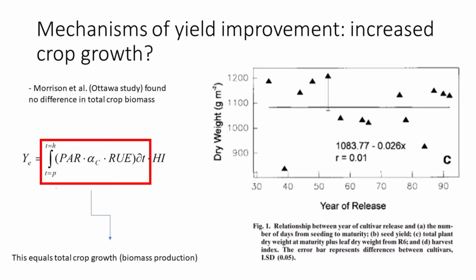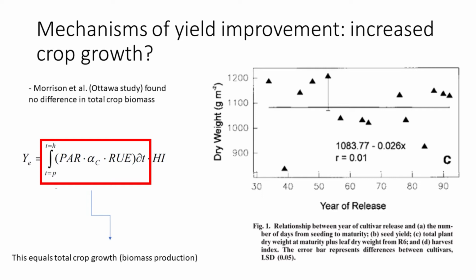The next component or part of the yield equation is radiation use efficiency. Now, none of these studies actually measured directly radiation use efficiency. It's a kind of a harder measurement to take in soybeans, so I don't really blame them. So what they did instead is, instead of measuring radiation use efficiency, they said we're just going to measure total crop biomass because, of course, radiation use efficiency multiplied by the total amount of PAR absorbed from planting to harvest, that is essentially equal to total crop growth.